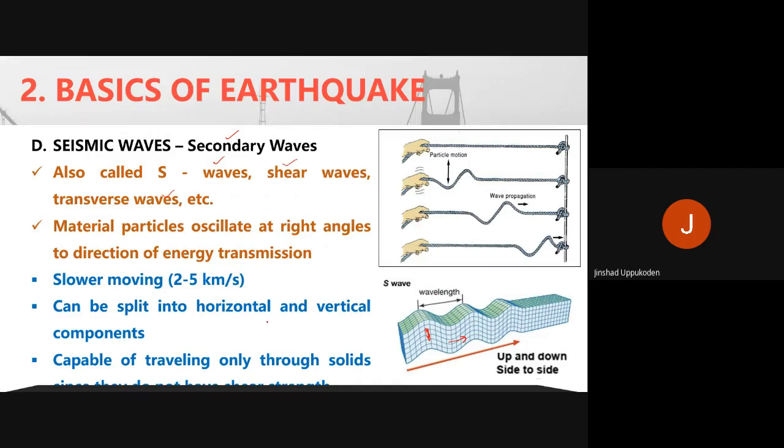This corresponding S wave can either be in this direction or in this direction. The wave propagation is like this. It may be moving in the vertical plane, or it may be moving in the horizontal plane. So as such, it can be split into horizontal as well as vertical components, sometimes maybe at an angle also. And these corresponding waves can travel only through solids.